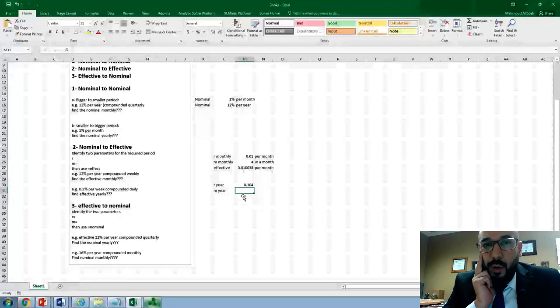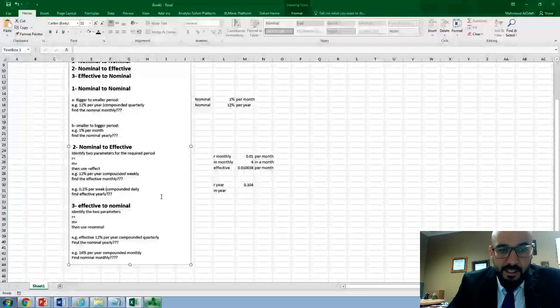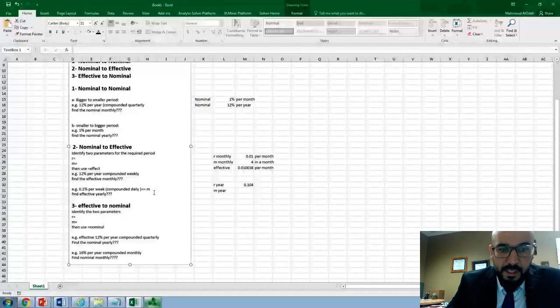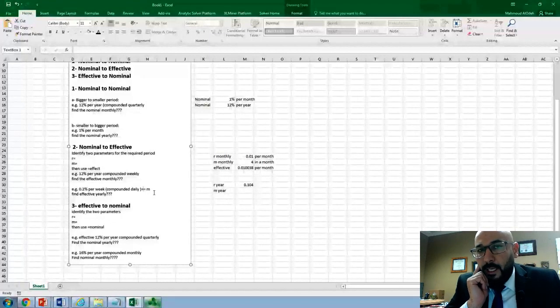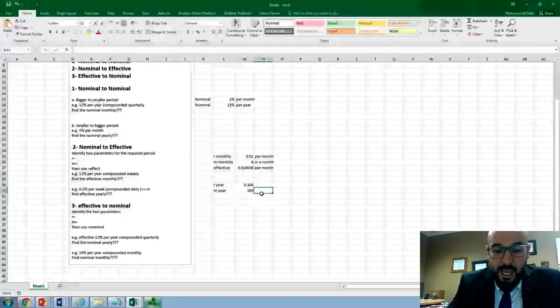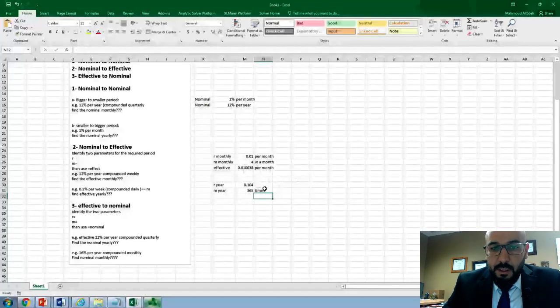Now, for the M, we ask ourselves this question, how often is the interest rate charged in a year? Compounded daily. This is the segment for M. This is equal to M. Compounded daily in a year, that would be 365 days or times. Okay, and this is per year.